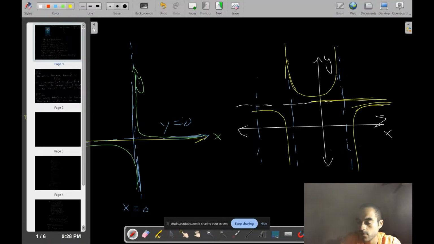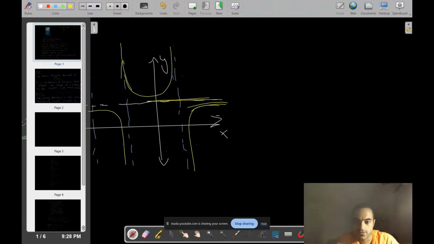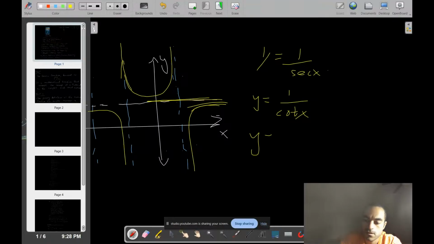All right. So the inverse, I don't want to say inverse trig, I want to say like 1 over secant, 1 over cot. So y equals 1 over secant x, y equals 1 over cotangent x, and y equals 1.